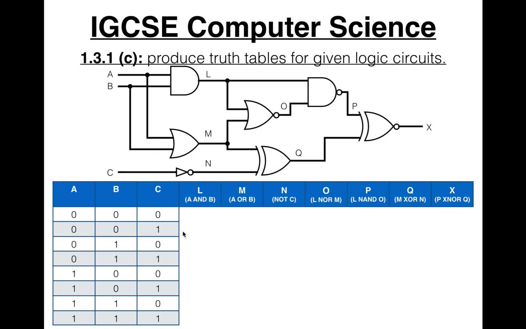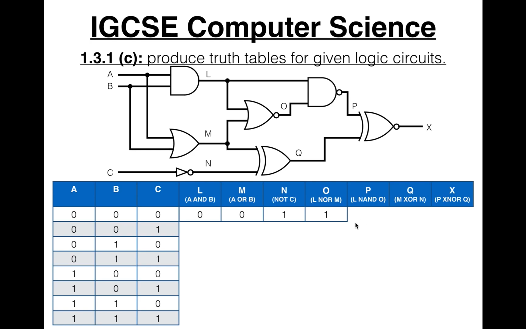Okay, so let's look at L first. That's A AND B. So 0 AND 0 must make 0. A OR B, 0 OR 0 must make 0. L NOR M must make 1, because if you remember, in the OR gate, the output is 0, 1, 1, 1. So in the NOR gate, the output must be 1, 0, 0, 0, which means that if both inputs are 0, then the output is 1.